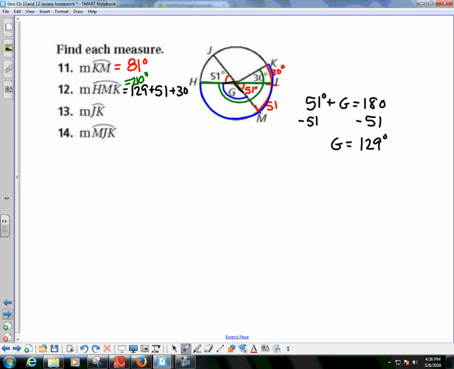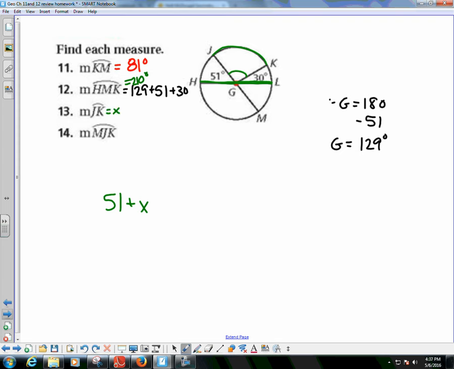All right, we need to figure out the measure of arc JK. Things are getting really cramped over here, so what I'm going to do is erase this, and I need to know the measure of arc JK. Well, the one thing that I know is that this straight line is 180, so 30 plus this plus 51 should give me 180.